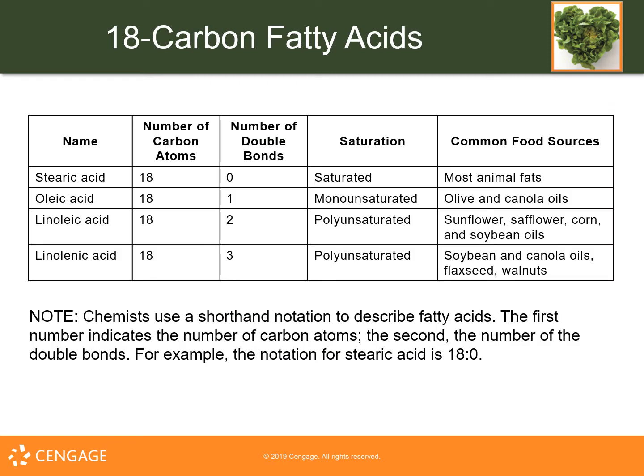So this is a slide that contains a chart for you to reference, specifically looking at saturation in common food sources. You might find that helpful. Stearic acid is considered a saturated fat, and that's found mostly in animal fats. And then oleic acid is a monounsaturated fat, and some examples are olive and canola oils.